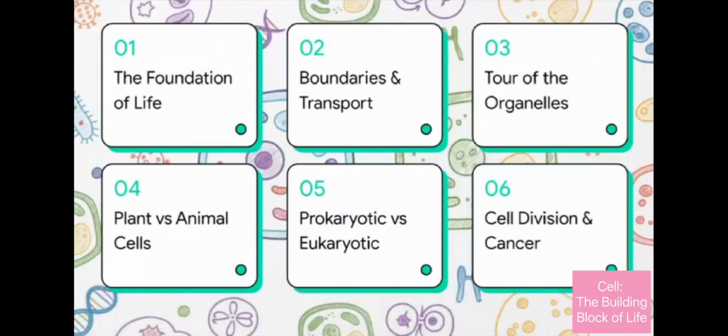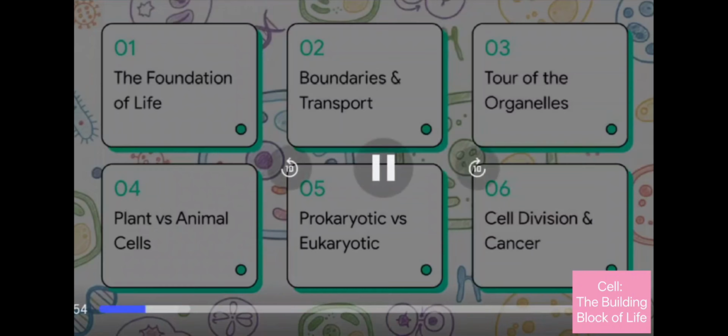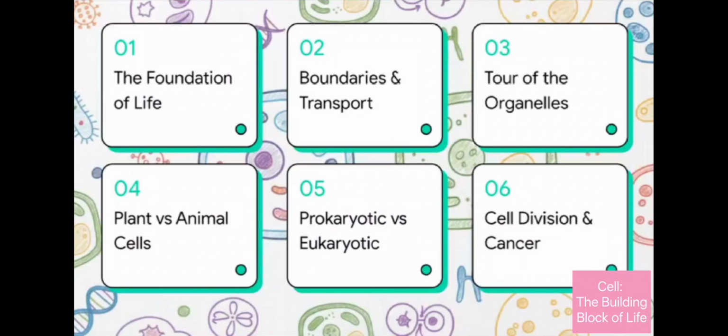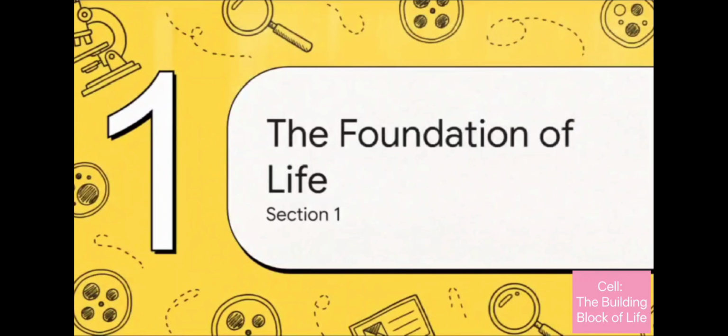So here is our roadmap for a fast-paced tour through this cellular city. First, the foundation of life. Then, cell boundaries and transport, followed by a tour of the organelles. After that, we'll tackle plant versus animal cells, prokaryotic versus eukaryotic cells, and finally, cell division and cancer. Kicking things off with Section 1, the foundation of life.